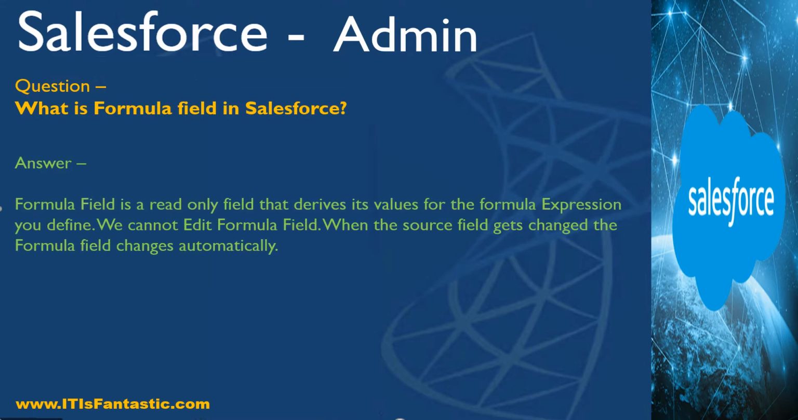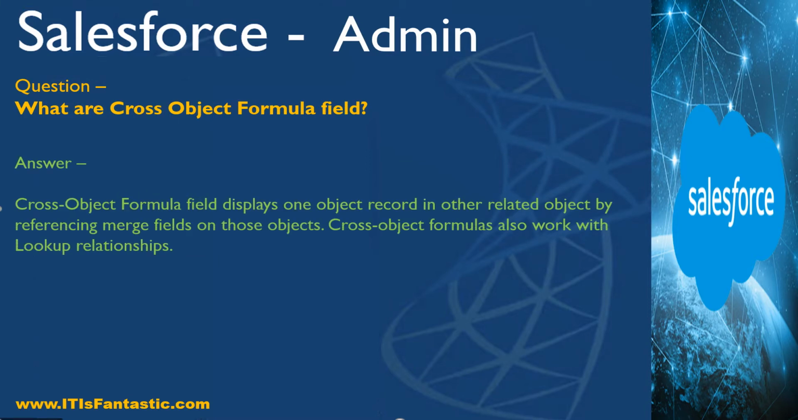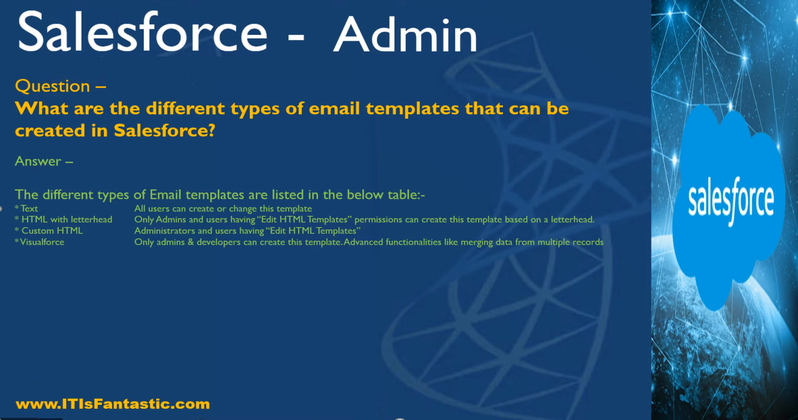What is a formula field in Salesforce? A formula field is a read-only field that derives its value from the formula expression that we define. What are cross-object formula fields? A cross-object formula field displays one object's record in another related object by referencing merge fields on those objects. What are the different types of email templates that can be created in Salesforce? Text, HTML with letterhead, custom HTML, and Visualforce.